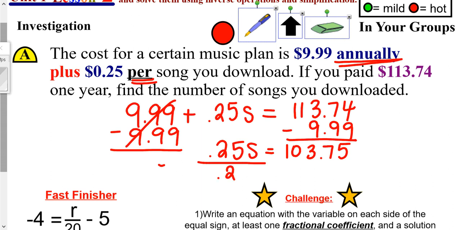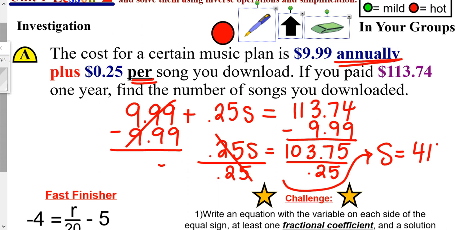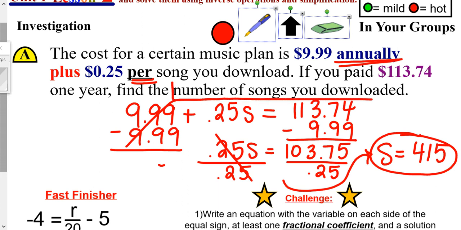So therefore, instead of multiplying by 25.25, I am going to divide. Therefore, I'm going to be left with, bring it over here, S equals 415. Think about what that represents. That 415 is going to represent the number of songs that you downloaded.